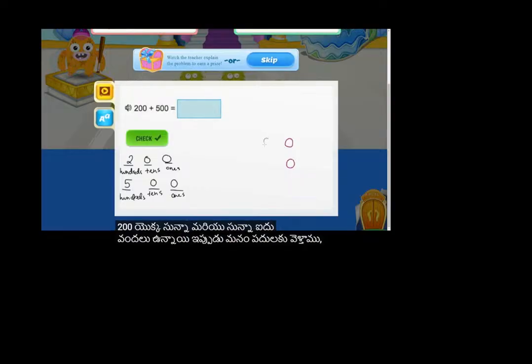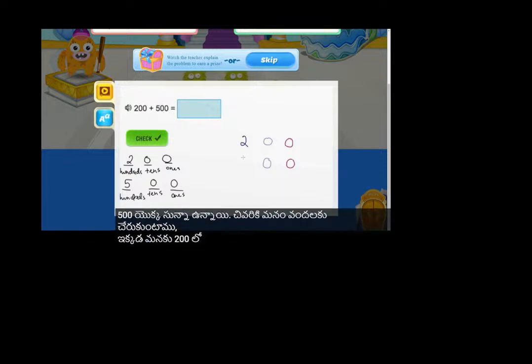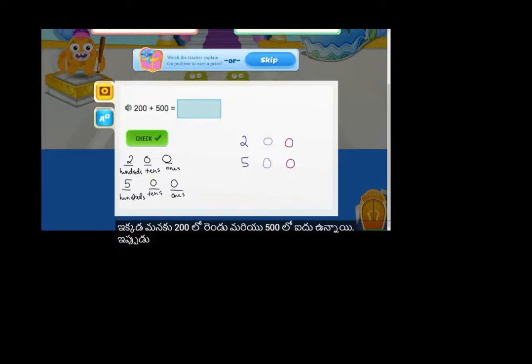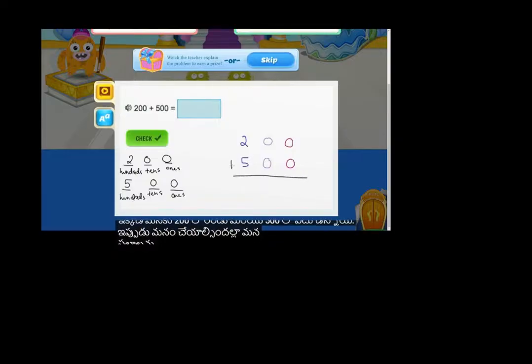Now we move to the tens, where here's the 0 of 200 and the 0 of 500. Finally, we get to the hundreds, where we have 2 of 200 and the 5 of 500. Now all we have to do is add our places together, where we'll start with the ones place.